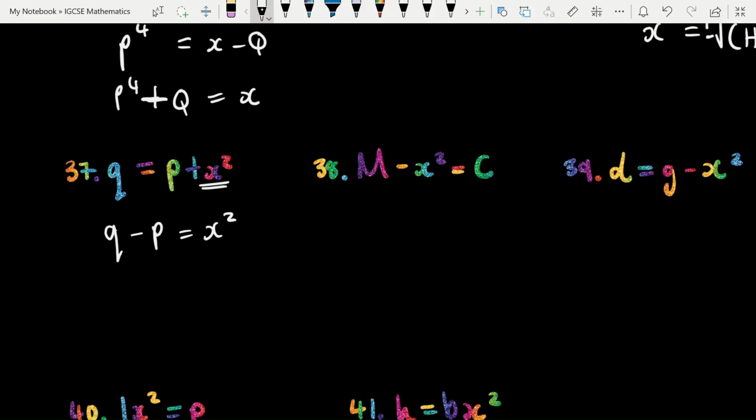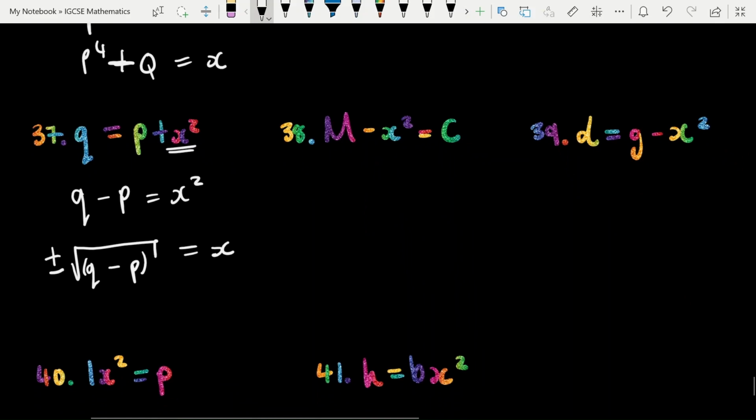Then now I take the power to the other side. It's going to be root of Q minus P. If it's root 2, you say plus or minus, because it's plus or minus of the root 2, and we just get x. x is now alone. You're done. We go to number 38.